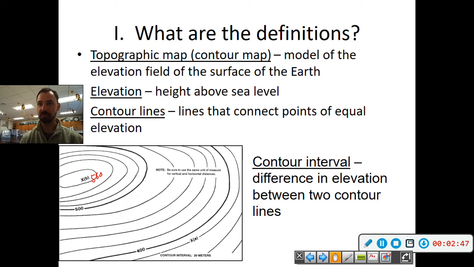Also, contour lines are the lines that connect points of equal elevation. So if I walk on a contour line, I'm on the same elevation. If I walk across them, then I'm going up or down in elevation depending on which way I'm heading. So remember, closed loops indicate uphill, so you're going uphill as you go towards letter XB here. All right, contour interval is the difference in elevation between two contour lines. So in the case of this map, they tell you right down here, this is 20 meters.